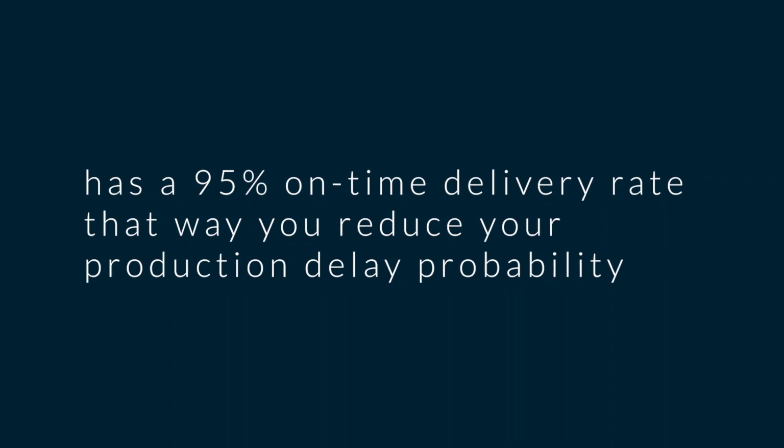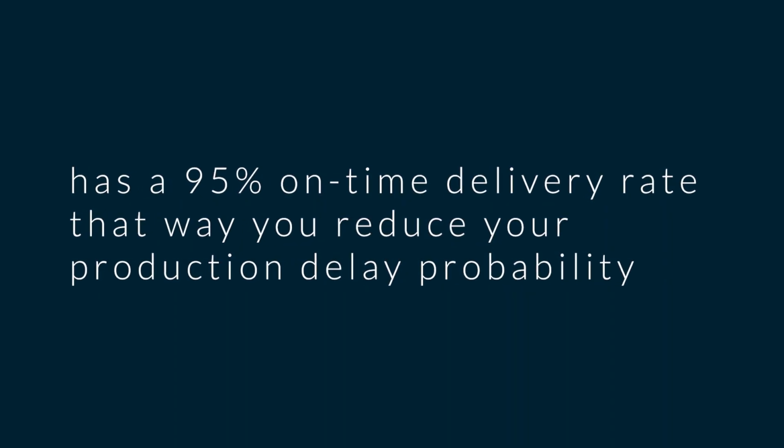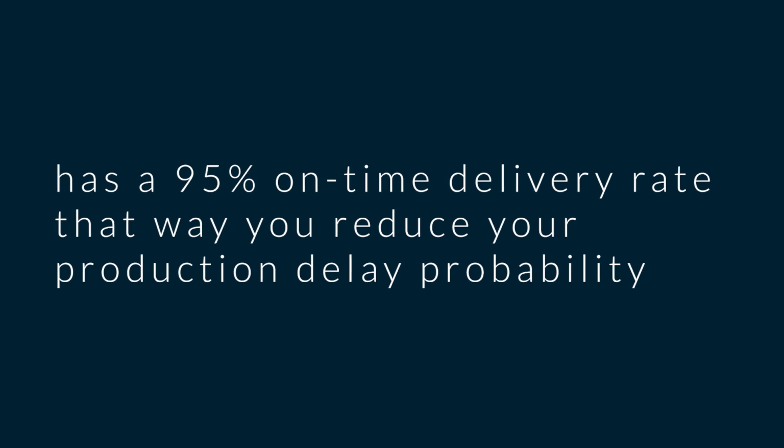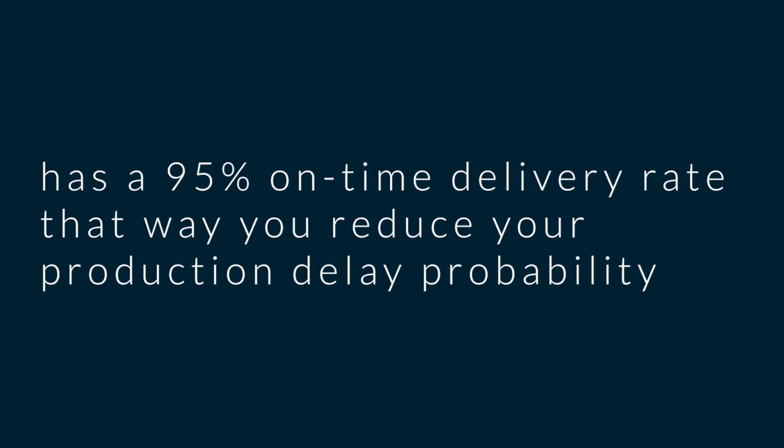You can continue working with that supplier and suffer those problems, or you can find a new supplier. If you're going to find a new supplier, you have a place to start, because you have the data. You want one that doesn't have the same problems that those numbers are telling you, for example, a supplier who has a 95% on-time delivery rate. That way you reduce your production delay probability.